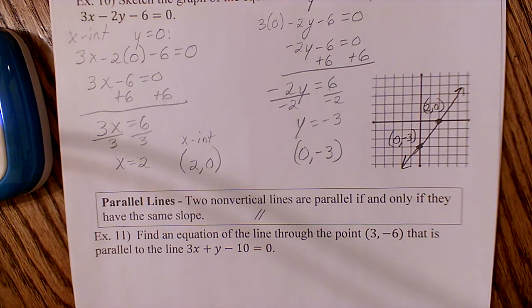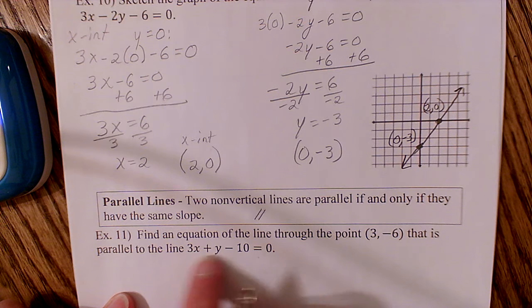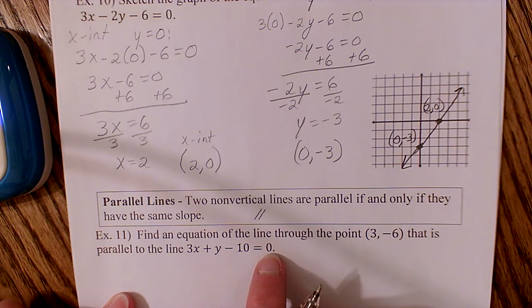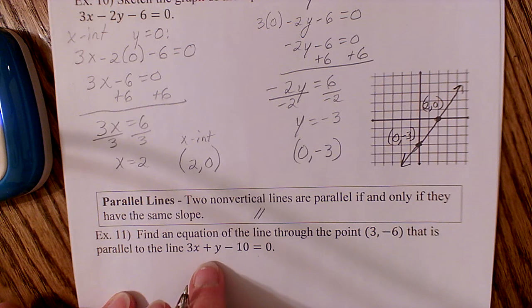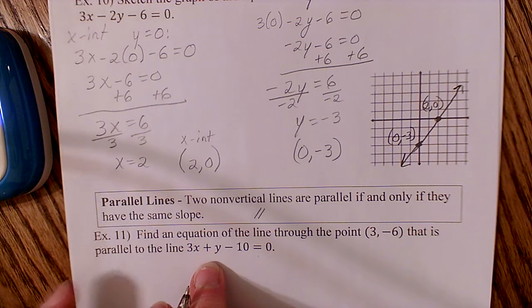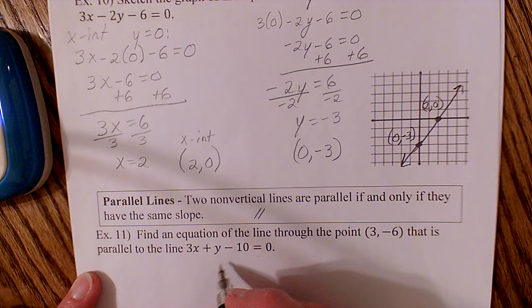So now we are to find the equation of the line through the point (3, negative 6) that is parallel to the line 3x plus y minus 10 equals 0. So we'll start out by finding the slope of this line. Since they're parallel, they're going to have the same slope. So we can find the slope of that line by solving for y and getting that in the slope-intercept form.